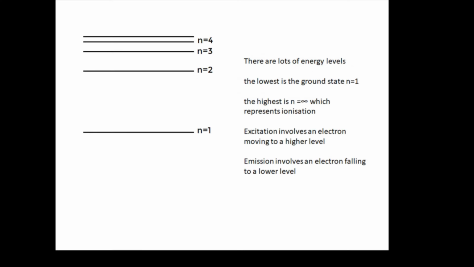Let's talk a bit more about energy level diagrams first. There's actually lots of different energy levels within the hydrogen atom. We say that the lowest is the ground state, and that's n equals 1. Then there's n equals 2, n equals 3, n equals 4, etc., up to n equals infinity, which represents ionization. If an electron gets to n equals infinity, then it has escaped. Excitation involves an electron moving to a higher energy level, and if an electron falls back down to a lower level, it gives off a photon.